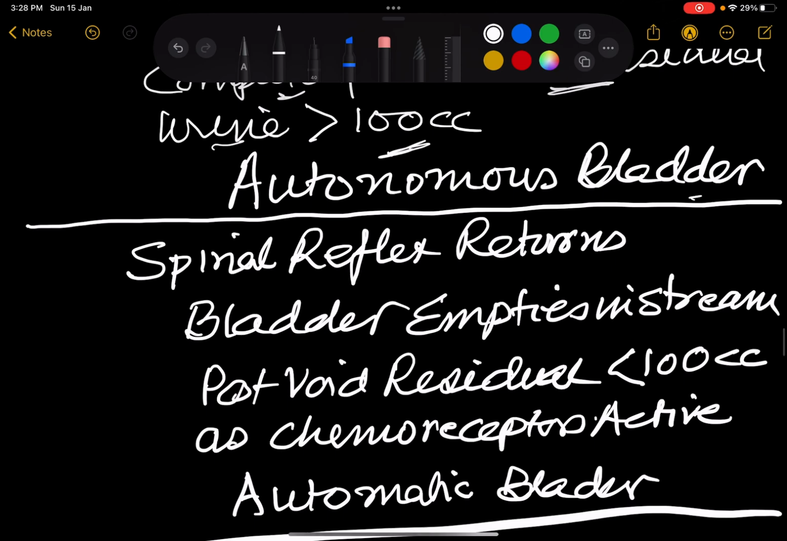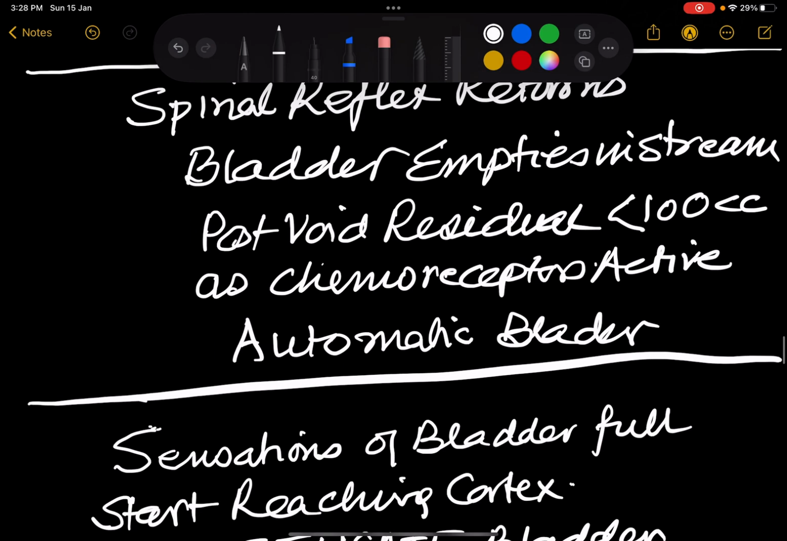Then the spinal reflex returns. The bladder empties in a stream because now the spinal reflex is causing coordinated contractions. The post-void residual is less than 100 cc as now the chemoreceptors are active till the urine is flowing across them. Such a bladder is called an automatic bladder because neither is the cortex informed nor can it do anything to stop micturition.